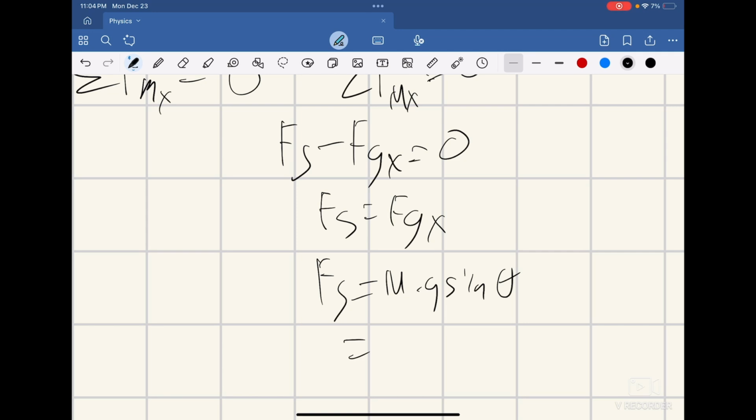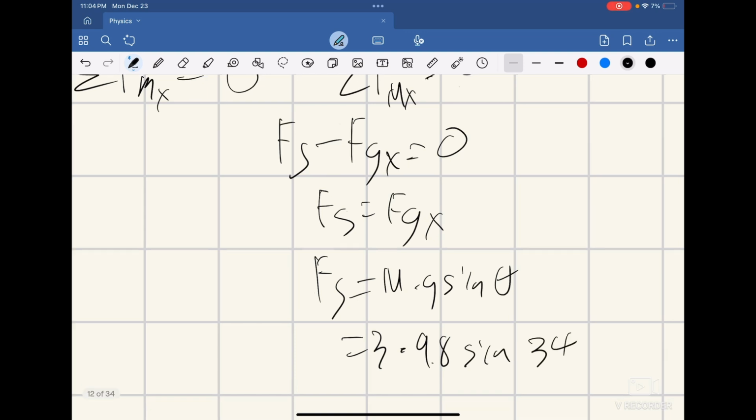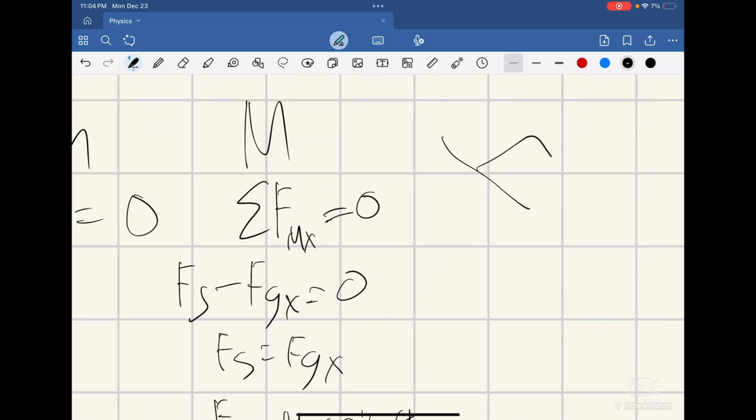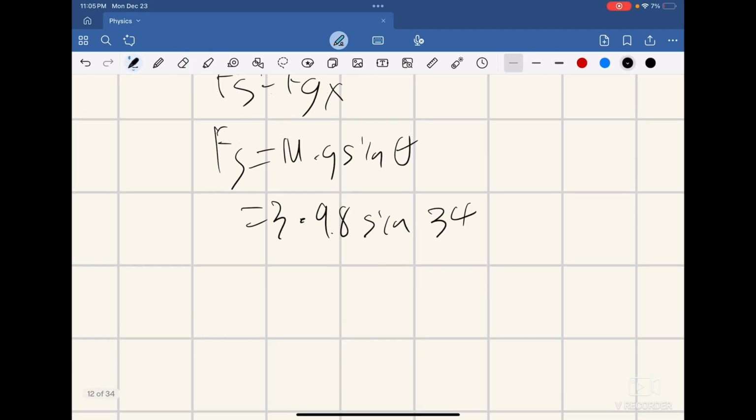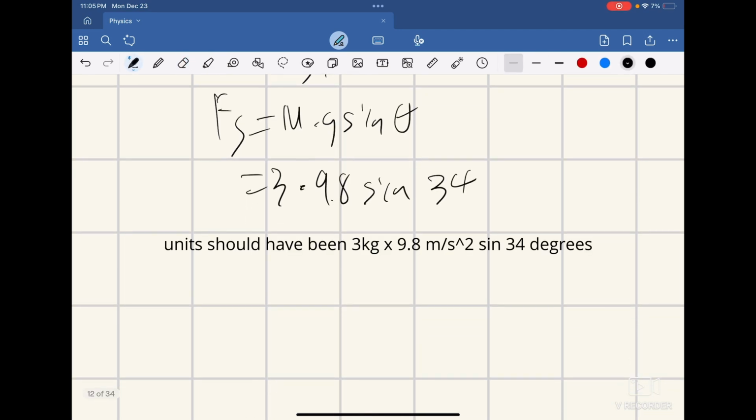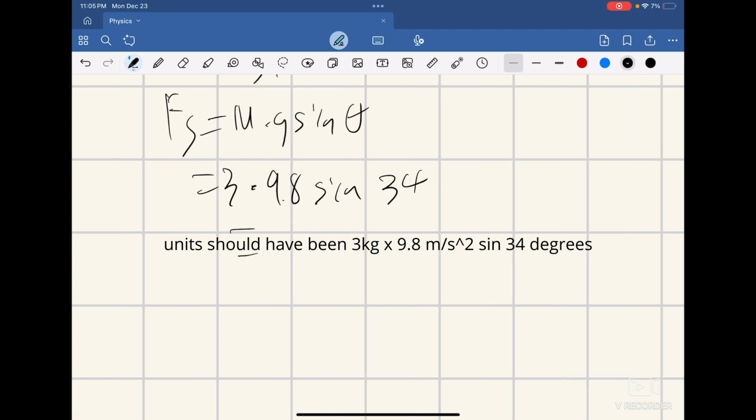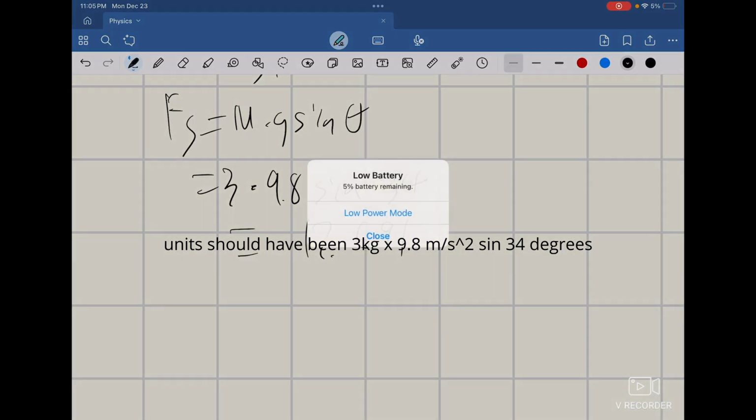M is given by 5, or is it 3? 3 times 9.8 times sine 34, because they're on the same block, right? If it's like this, these are just going to be the same because they're parallel to each other. The thetas will be the same because they are parallel to each other. So times sine 34, and that gives us the value of 17.69 newtons.